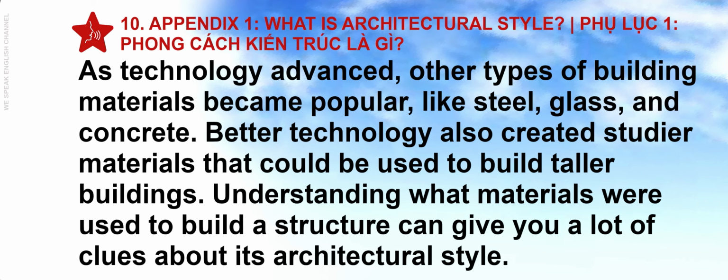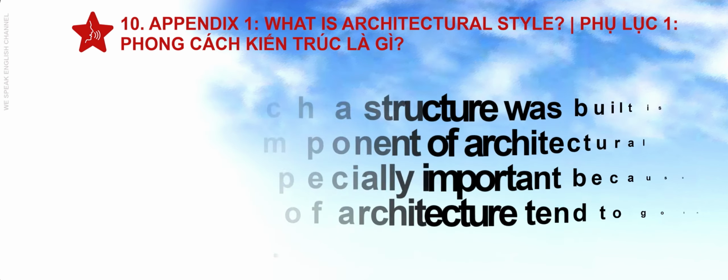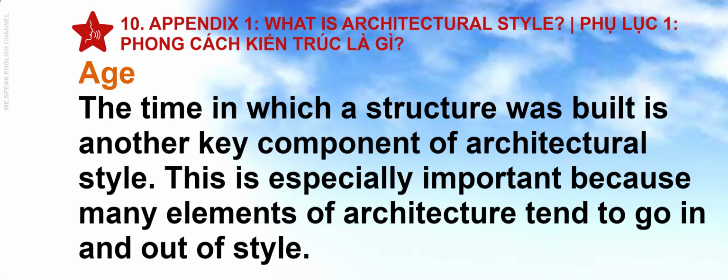Better technology also created steadier materials that could be used to build taller buildings. Understanding what materials were used to build a structure can give you a lot of clues about its architectural style. Age. The time in which a structure was built is another key component of architectural style. This is especially important because many elements of architecture tend to go in and out of style.